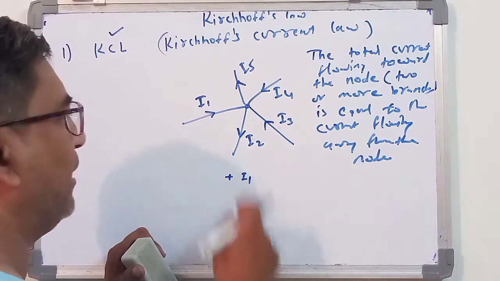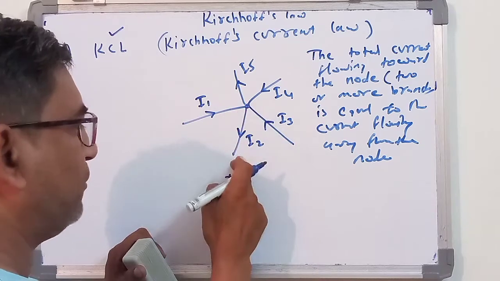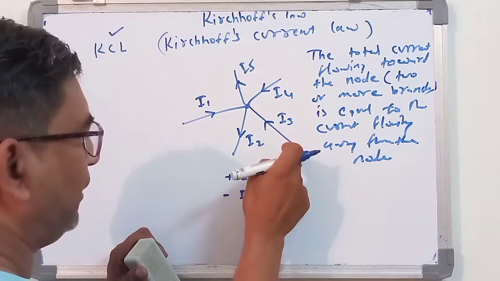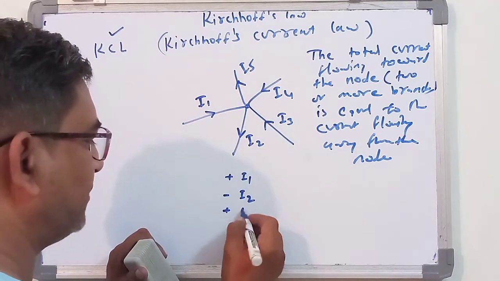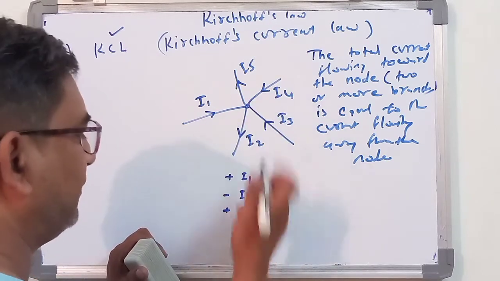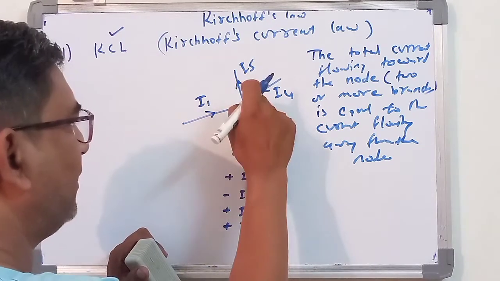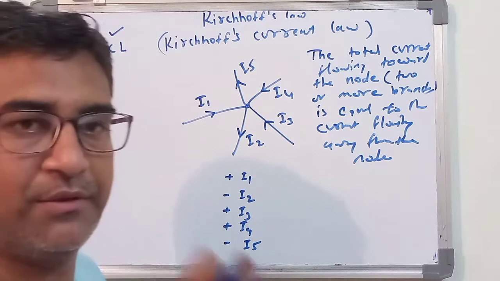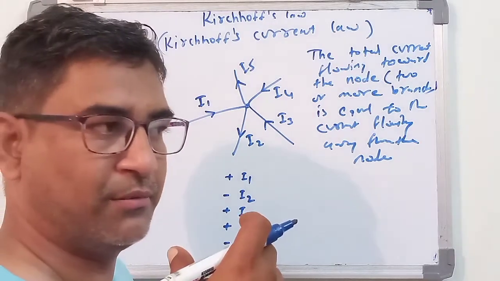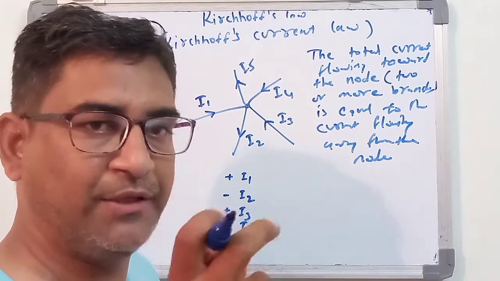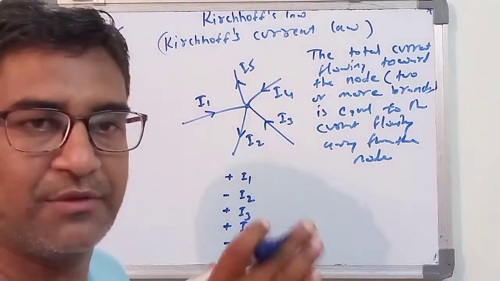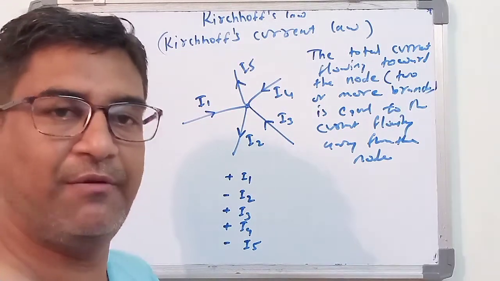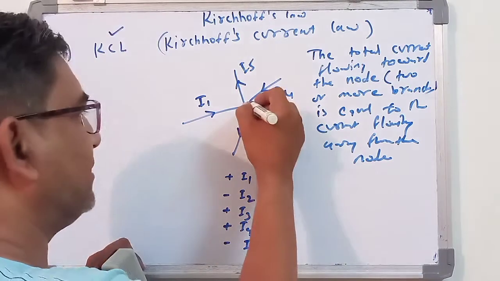you get the value plus I1. Here I2 is leaving the node, and that's why you get minus I2. If I3 is entering the node, it is plus I3. If I4 is entering, it is plus I4. Again I5 is leaving, so it is minus I5. The example I will give you is a train junction. Whenever a train is coming into the junction, it is added, and if it is leaving the junction, it is subtracted. But the junction remains as it is.